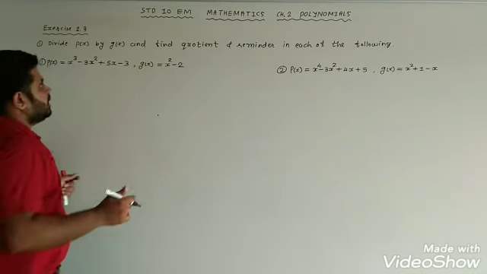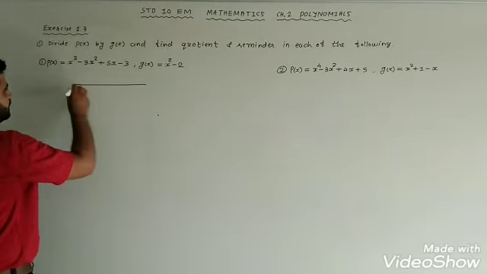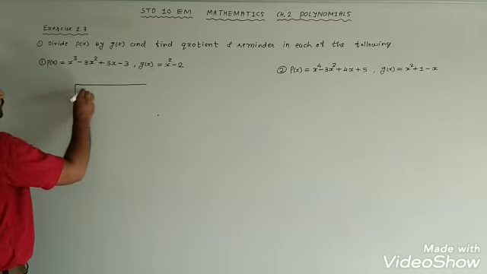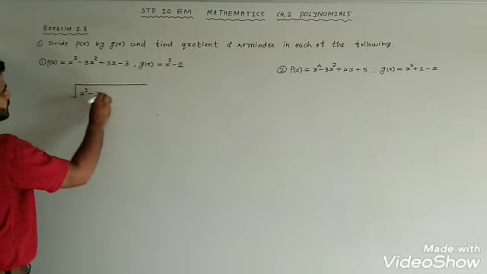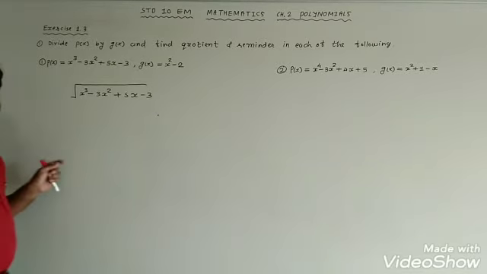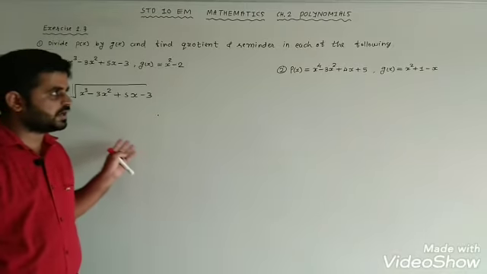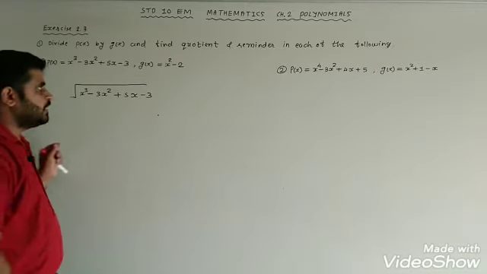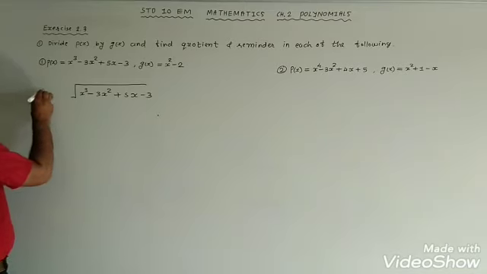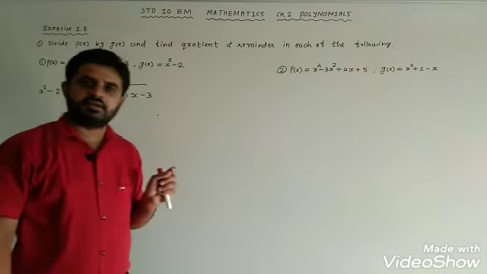Clear? So if we do the division, here is p of x. We have to write x cube minus 3x square plus 5x minus 3. Okay, the powers are already in descending order, so there is no need for rearrangement. Now it is g of x. Here we have to write x square minus 2. Okay, now let's start the division.